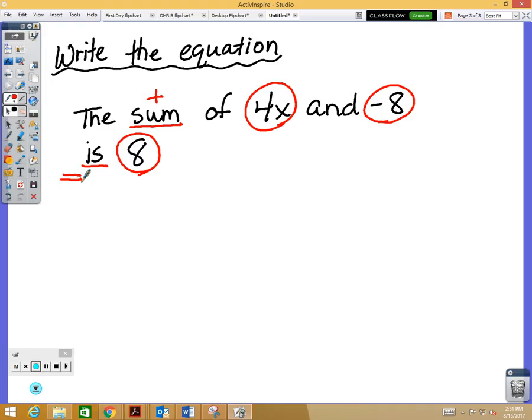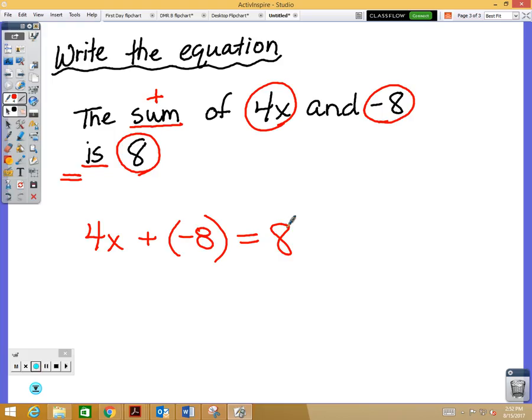Sum of 4x and negative 8. So we would show that 4x plus negative 8. The sum of 4x and negative 8 equals 8. We are not going to ask you today to solve. It just wants you to write the equation. Okay?